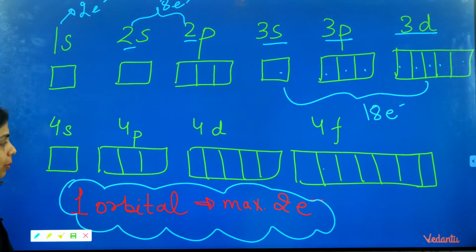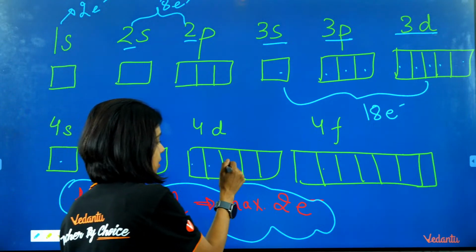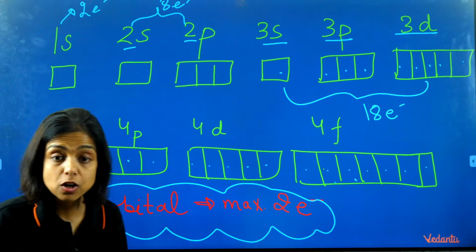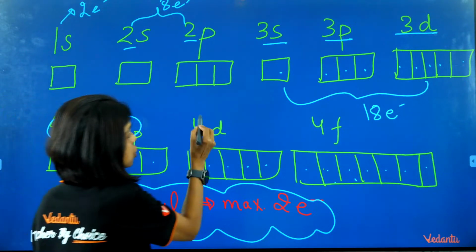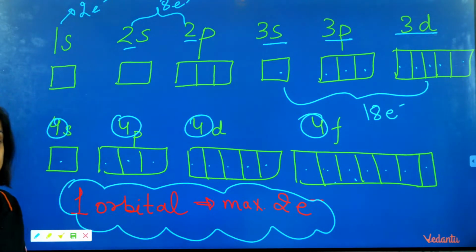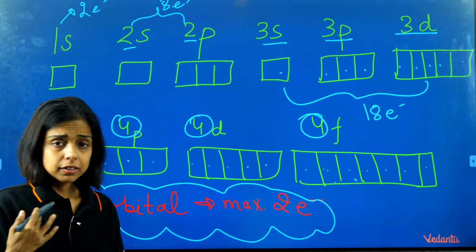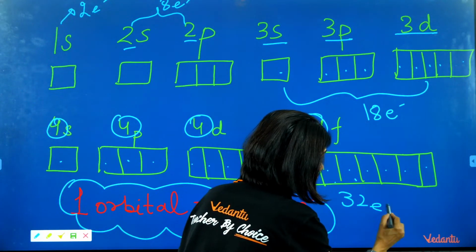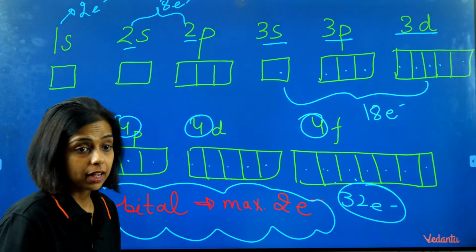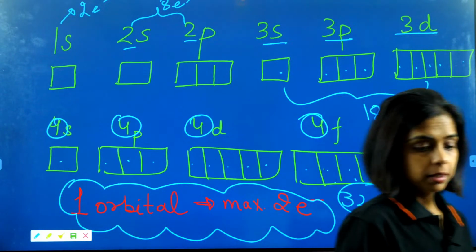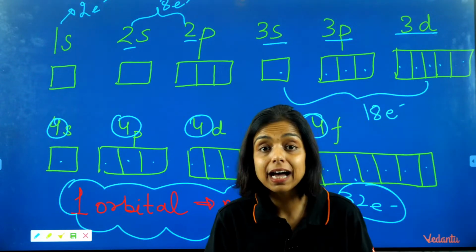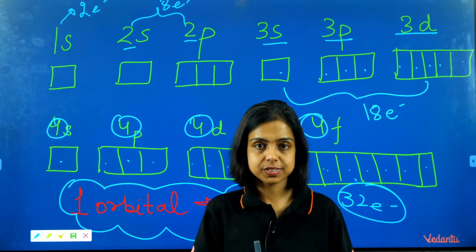Now in the fourth shell, can you tell me how many electrons I can fill? 1, 2, 3, 4, 5, 6, 7, 8, 9, 10, 11, 12, 13, 14, 15, 16. So I have 16 orbitals in the fourth shell. 16 orbitals, that means a total of 32 electrons can be filled in the fourth shell. Very well done, Aditya Raj. Got it, guys? Yes. So I hope it is clear how this 2, 8, 18 comes.